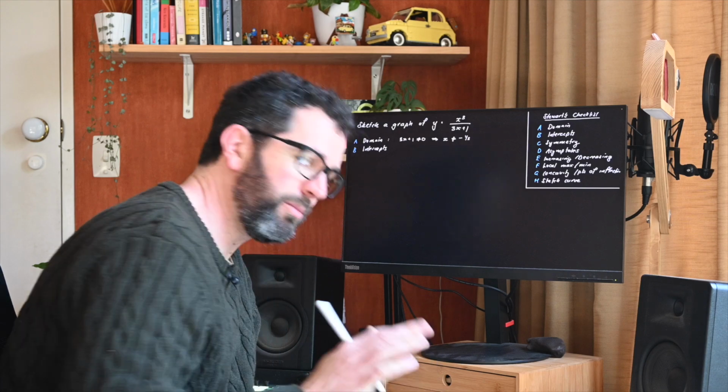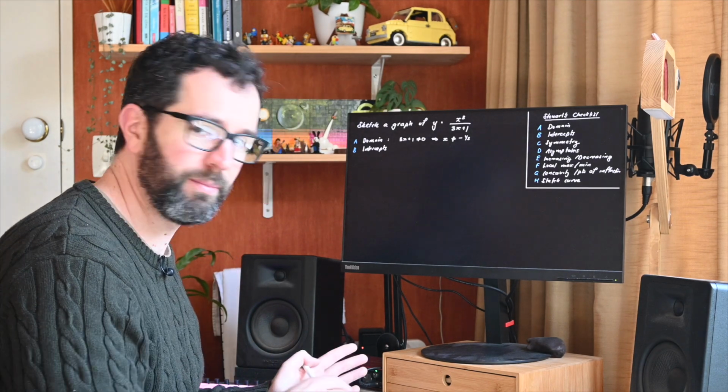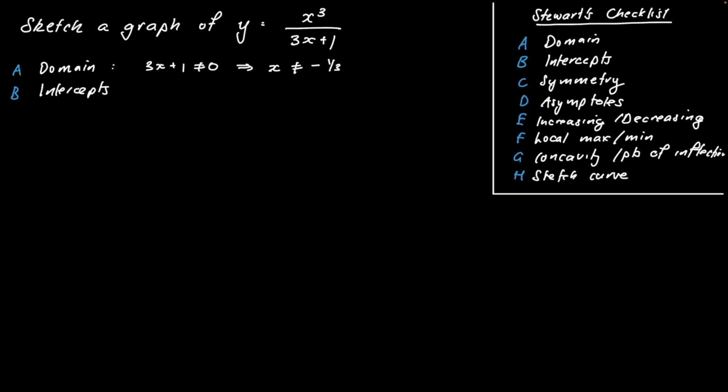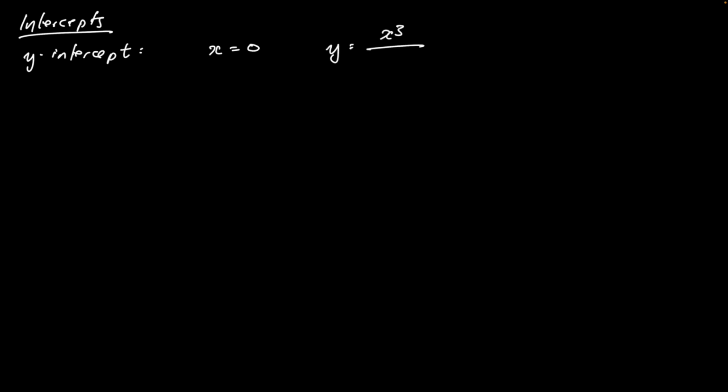In fact, what I might do is jump between pages, and I'll do my working on a separate page, and then come back and put the information here. So our intercepts: the y-intercept is when x equals 0. Remember our function is y equals x cubed over 3x plus 1. If we make x equals 0, that tells us that y equals 0. So our y-intercept is going to be at y equals 0.